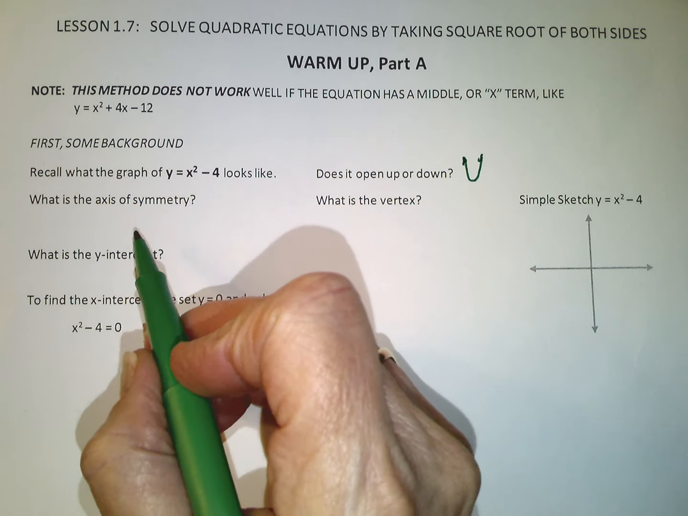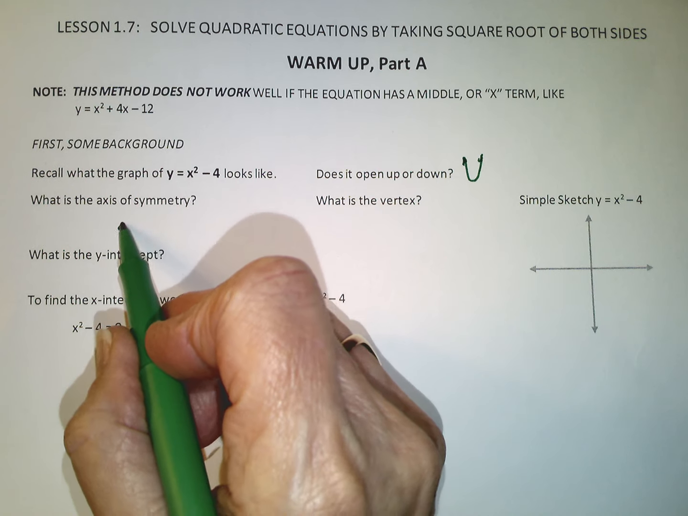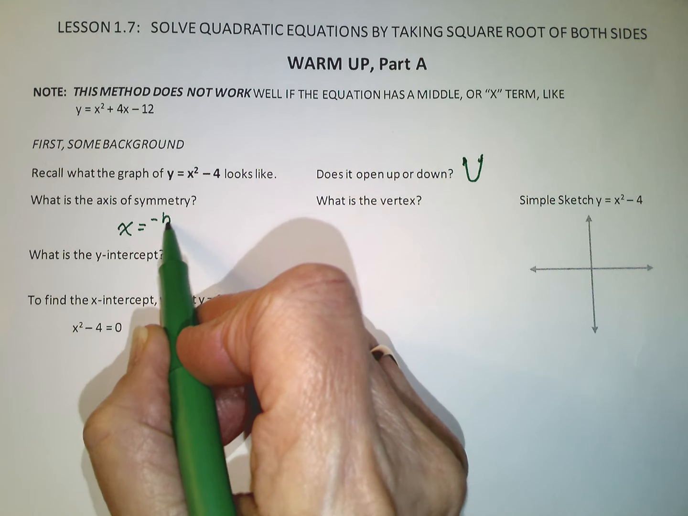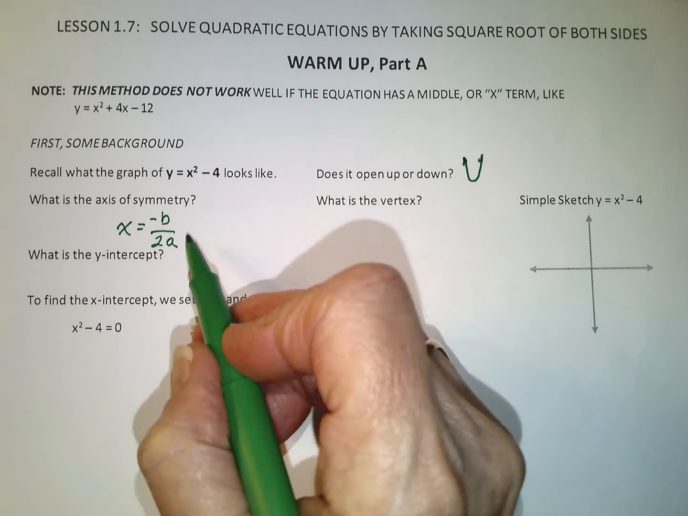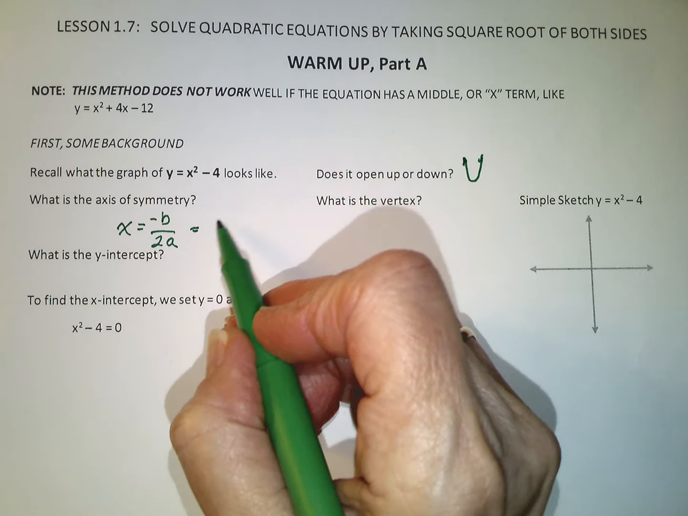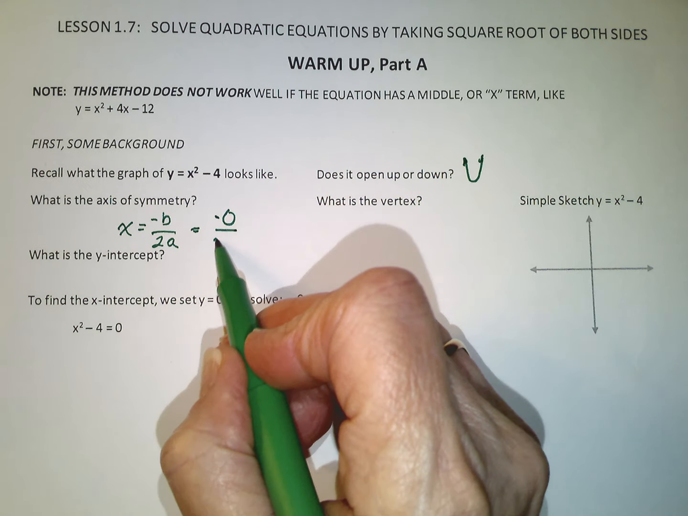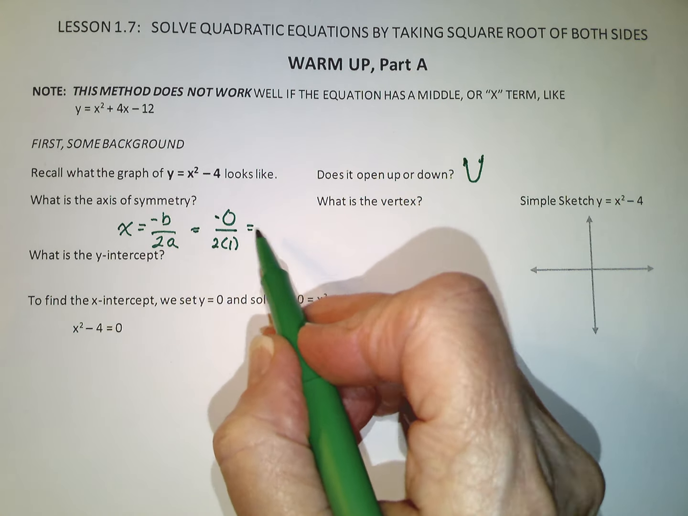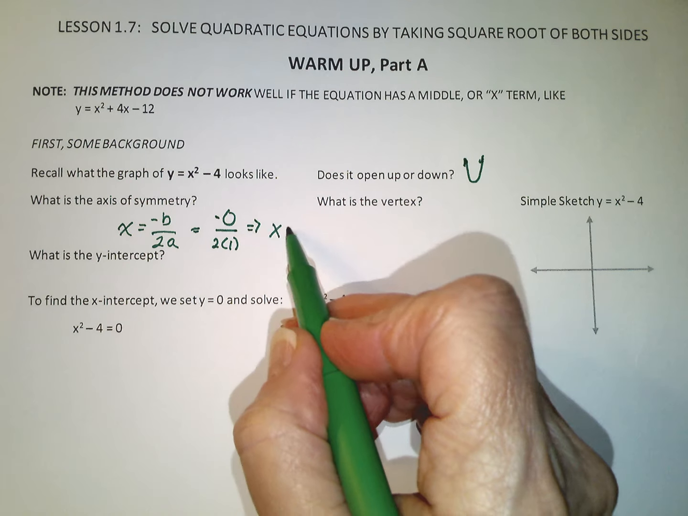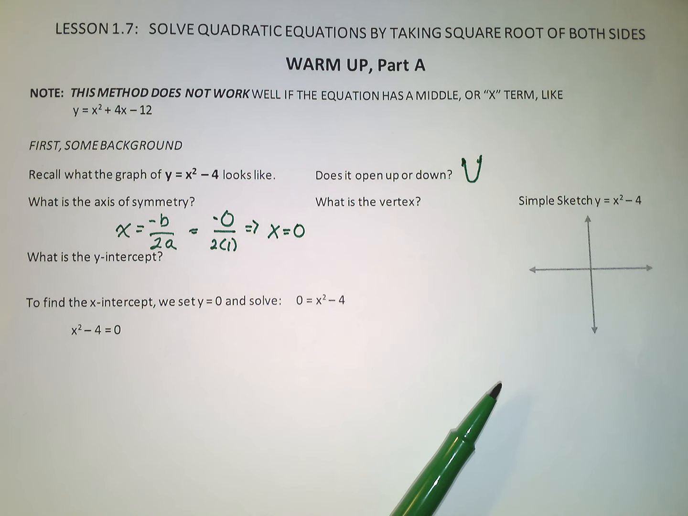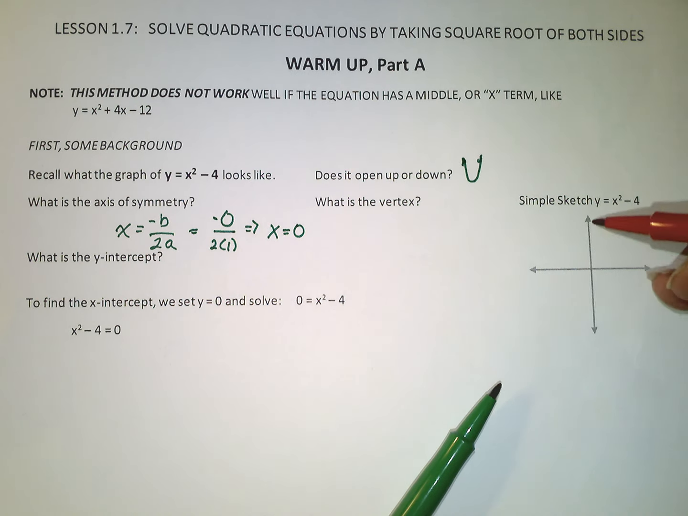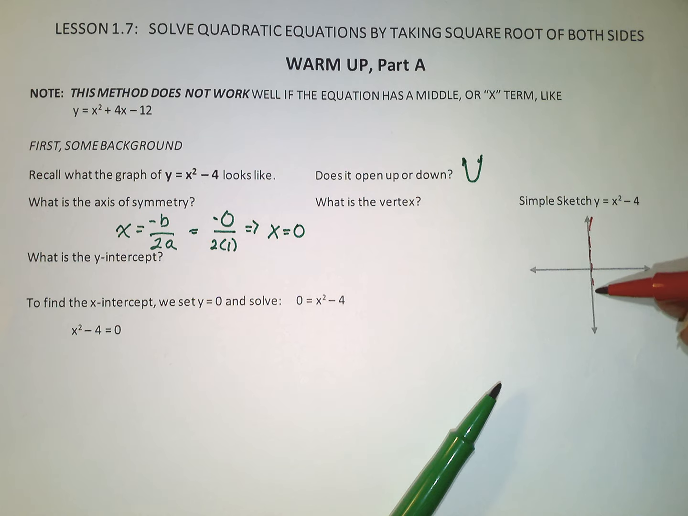Axis of symmetry. You know that tells you that x equals negative b over 2a. Well, for this equation, b happens to be 0. So we end up with x equals 0 as our axis of symmetry. So somewhere along here, that's our axis of symmetry.